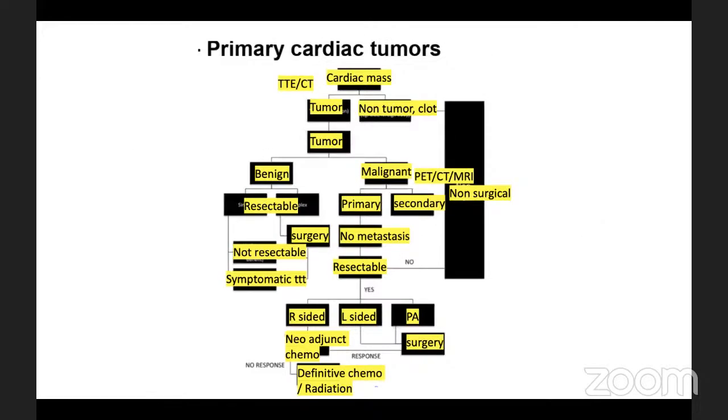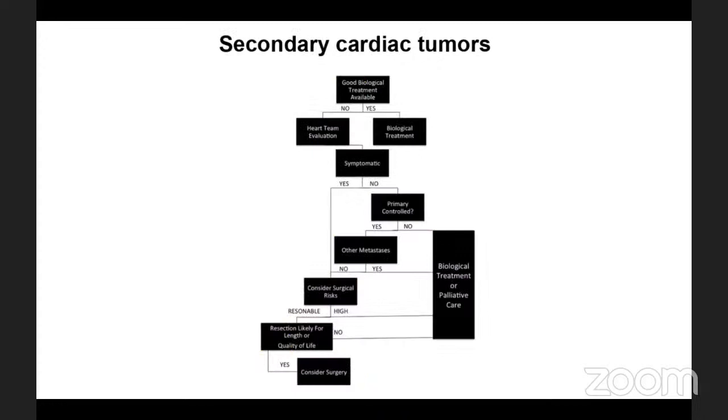You guys really have to keep this in your mind whenever you have a case: when to order a CT, when not to order a CT. If it's secondary metastasis, first you have to study the primary tumor and see if there is any other metastasis or not, and then whether the tumor is resectable or not. Any question about the algorithm?